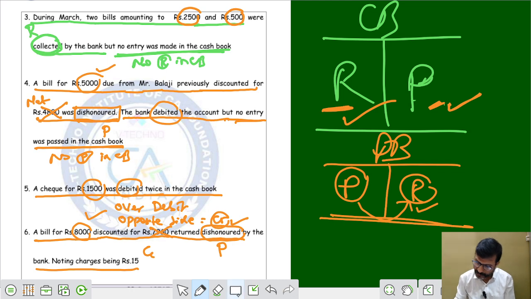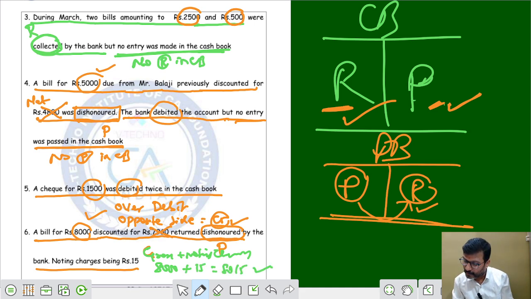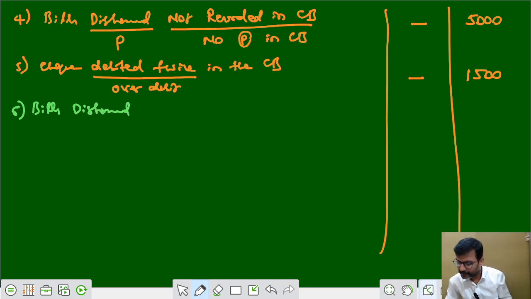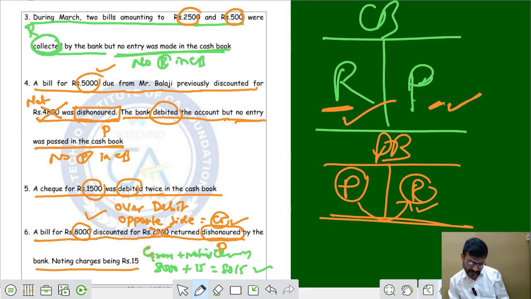So we have to take gross plus noting charges, 8000 plus 15, 8015, right? So what we have to write? Point number 6. Bills dishonored. Apart from that, what is given? That's all right. Bills dishonored.